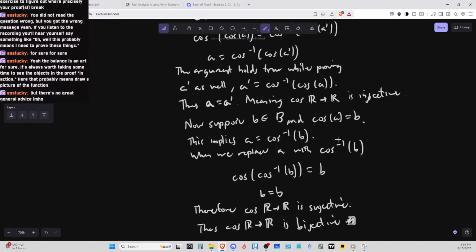Yeah, the balance is an art for sure. It's always worth taking some time to see the objects improved in action. Here, that probably means draw a picture of the function. There's no great advice. No, I get that. I get that.